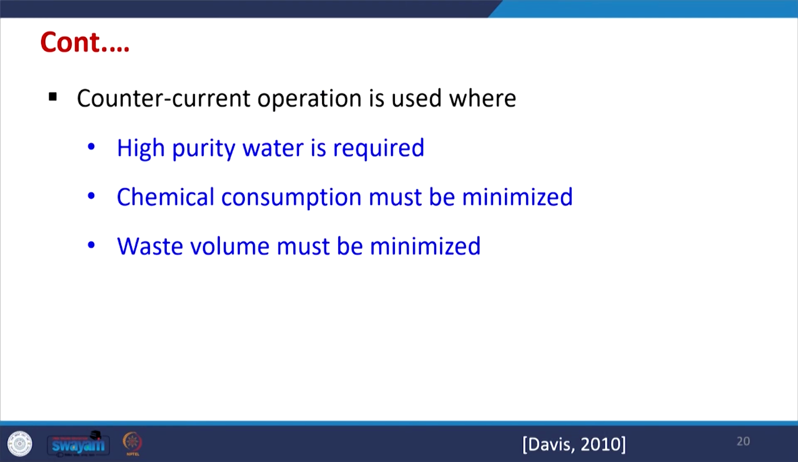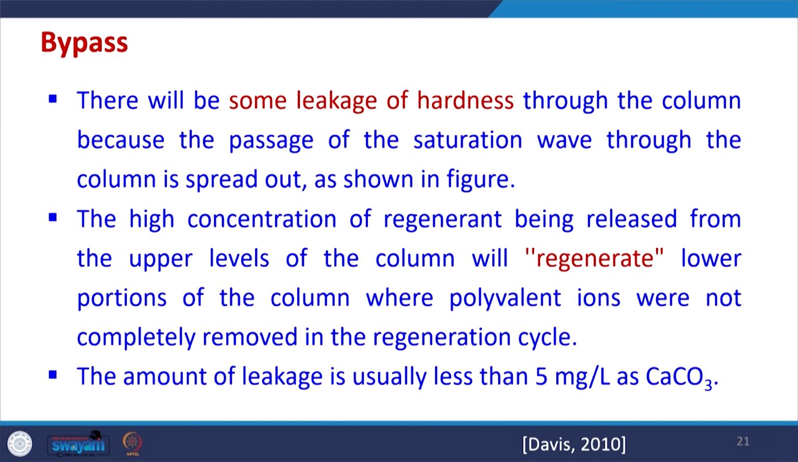Now, counter-current operation is used where high purity water is required and where chemical consumption must be minimized. This is another condition under which we use counter-current operation, because we can minimize the chemical consumption, and the waste volume, the backwash volume, will also be minimized. So all three aspects are there, but certainly it will be a costlier process as compared to co-current operation.